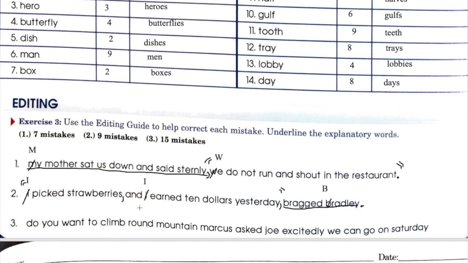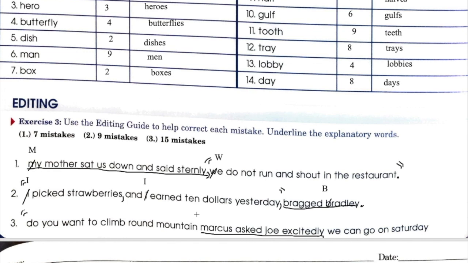And let's count our mistakes. We should have 9. 1, 2, 3, 4, 5, 6, 7, 8, 9. Okay, we have them all. Number 3. Do you want to climb Round Mountain? Marcus asked Joe excitedly. We can go on Saturday. Underline your explanatory words. So underline Marcus asked Joe excitedly. And then put quotation marks around what is being said.